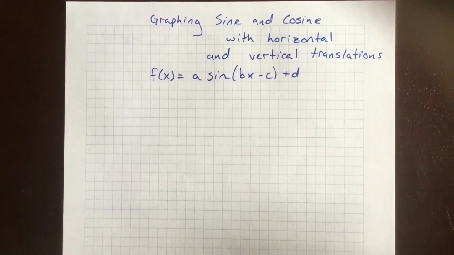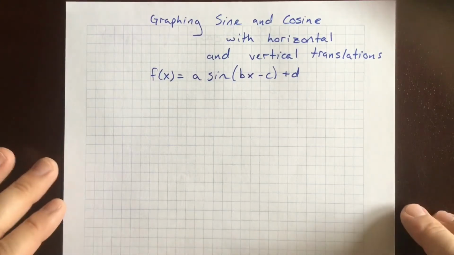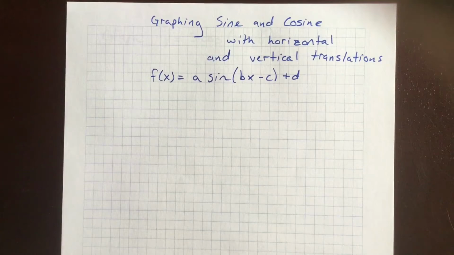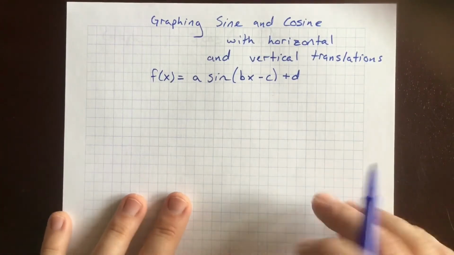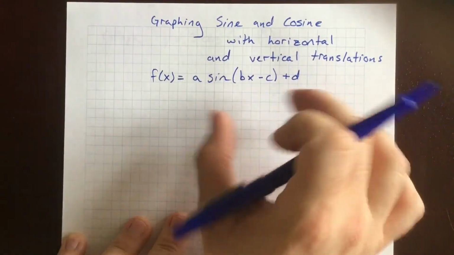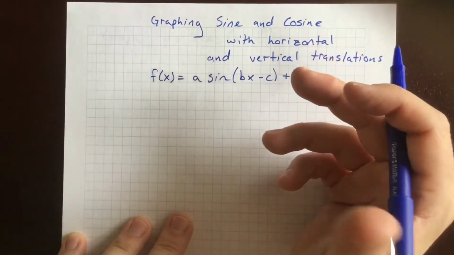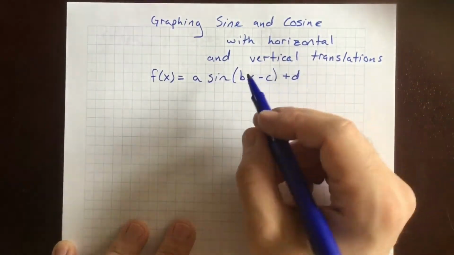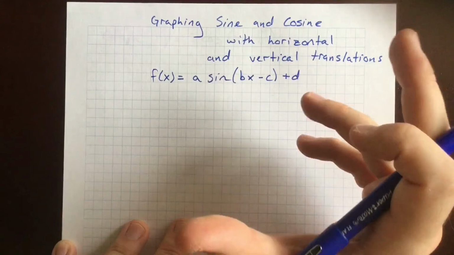Hey guys, we're back, and in this video, we're continuing our discussion on graphing sine and cosine. In previous videos, we looked at how to identify the amplitude and the period of a sinusoid. And here we're extending that and looking at horizontal and vertical shifts or translations. So we have our generic setup for a sine or even cosine function. We noticed in the previous video how A and B affect the graph. So we're looking at C and D here.